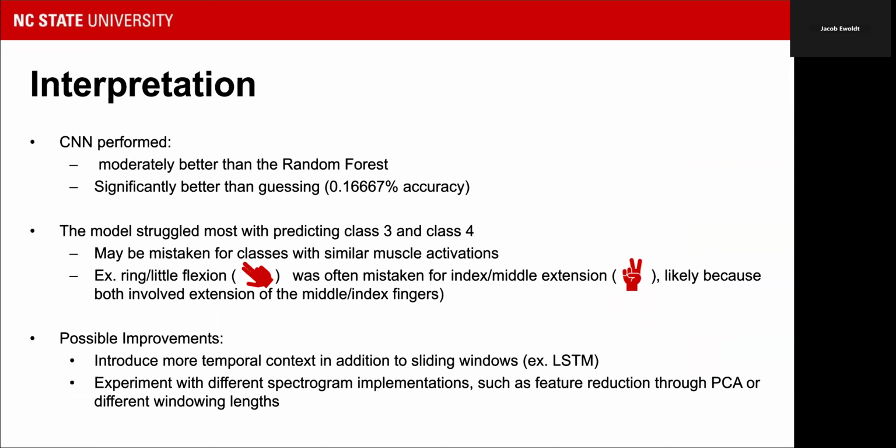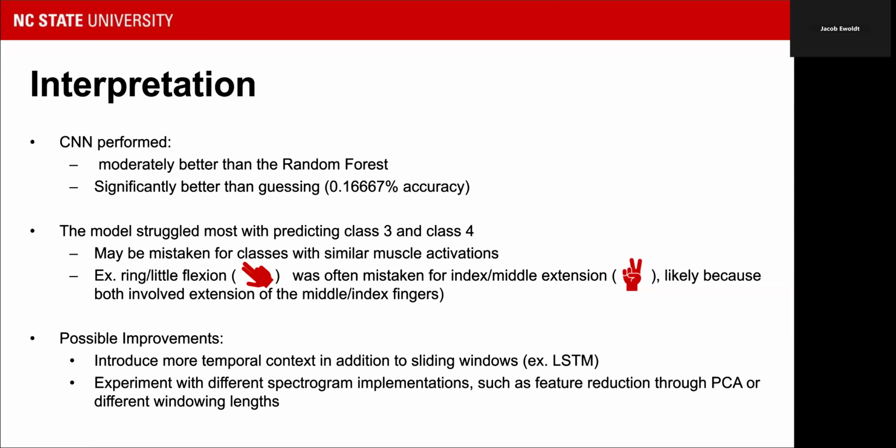In summary, our CNN model showed meaningful improvement over the random forest baseline, particularly in F1 score. However, the model struggled with specific gesture classes, especially class 3 and 4. These difficulties likely stem from overlapping muscle activation patterns. For example, ring/little finger flexion was often misclassified as index/middle extension, possibly because both gestures involve activation of the middle and index finger muscles.